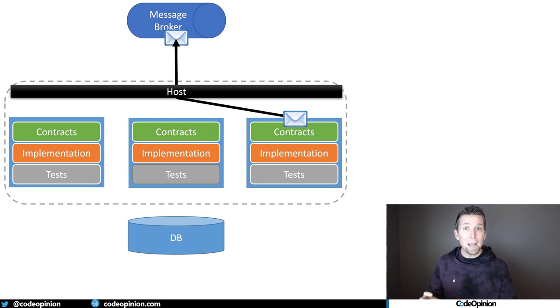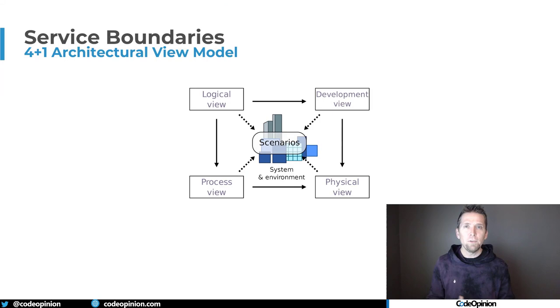Now, as I mentioned, different architectural styles have different concerns, and I need to jump back to the 4+1 architectural view model to really illustrate this. When I was talking about having this monolith that had three logical boundaries, this is a different way of thinking of it: my logical view is what I was talking about. I had three different logical boundaries that represented three pieces of functionality within our system.